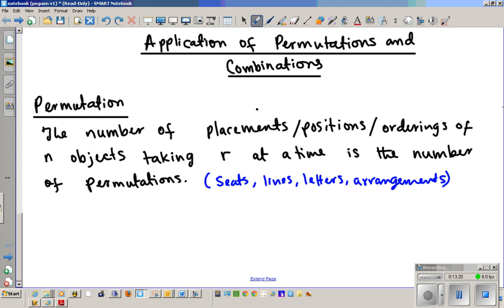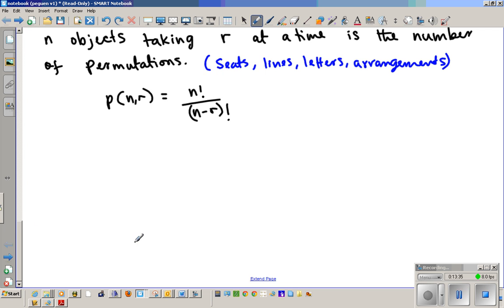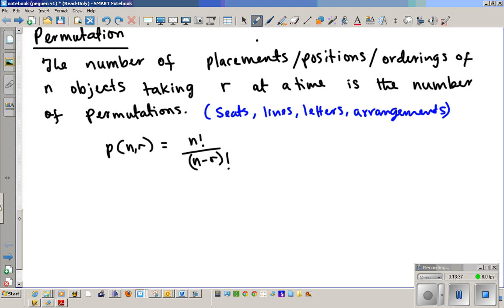And the formula, you all know what the formula for permutation is. P of n choosing r at a time is n factorial divided by n minus r factorial. This is the number of orders, number of ways you can select n objects picking r at a time. Alright, how about combination? What's the definition of combination?